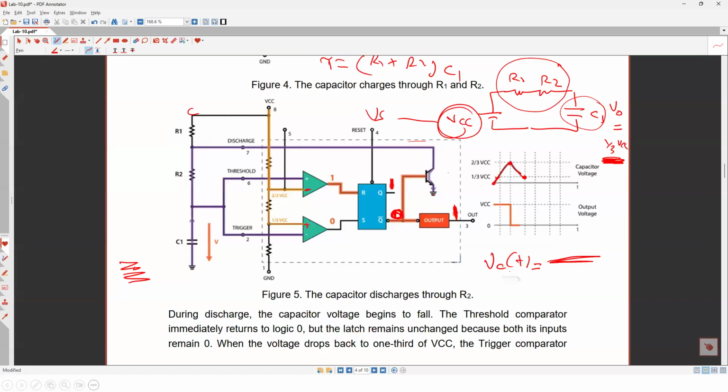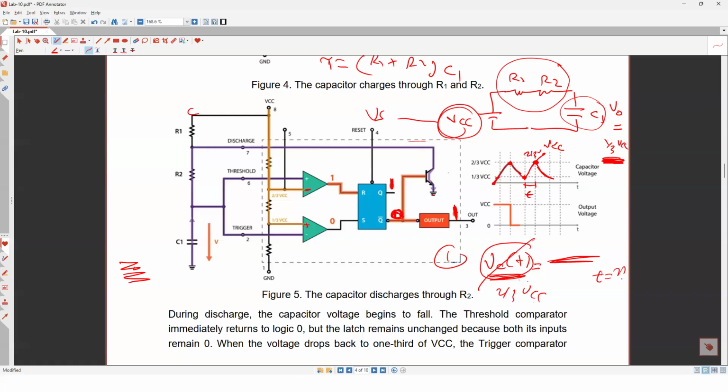Is that okay? Now, I want to calculate the time, because it's not going to charge until VCC. Once it hits 2/3 VCC, it's going to start discharging. What you have to do, number one, get the equation. Number two, in this equation in time, I don't know the time, but I know the capacitor voltage. So I want to know how much time it's going to take until the capacitor voltage becomes 2/3 VCC, charging from 1/3 VCC.